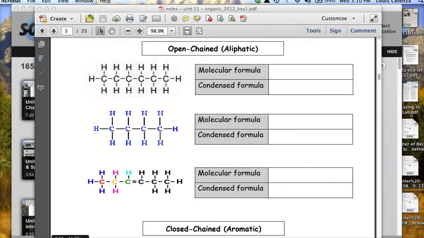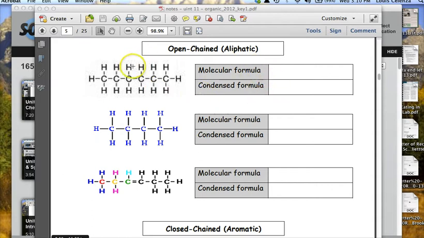Now, on the Regents exam, they don't really worry about the closed chain, so I'm not going to worry too much about that either. But let's go through the different open chain or aliphatic. What that means is open chain means that they're not connected in a circle, and I'll show you the ones at the bottom, and you'll see the difference.